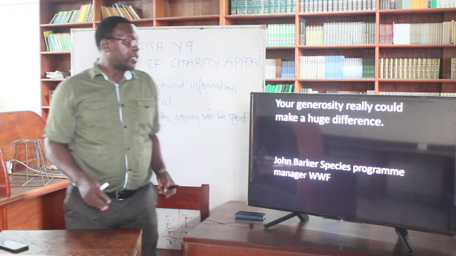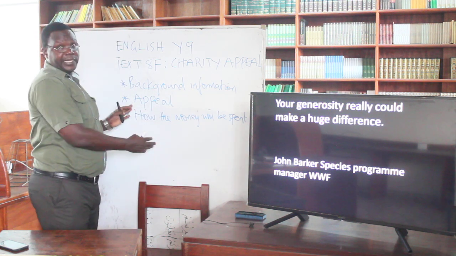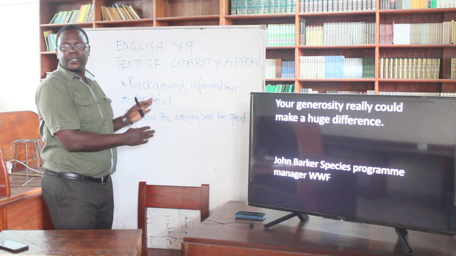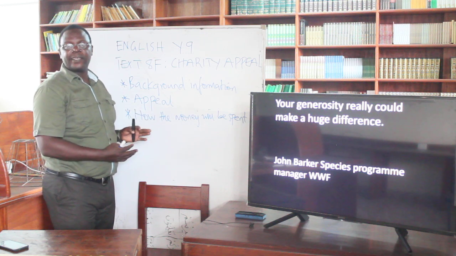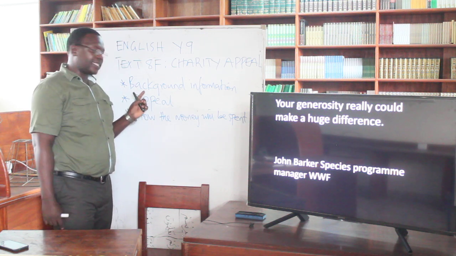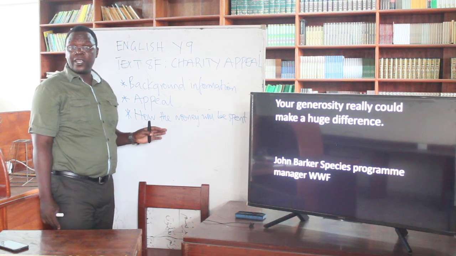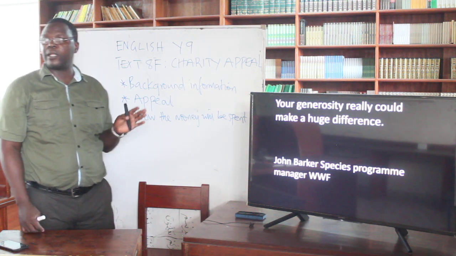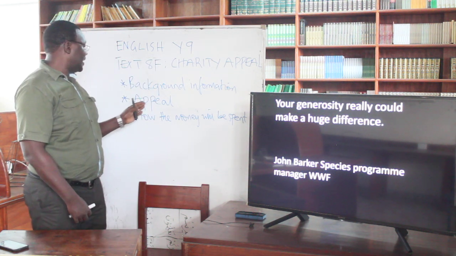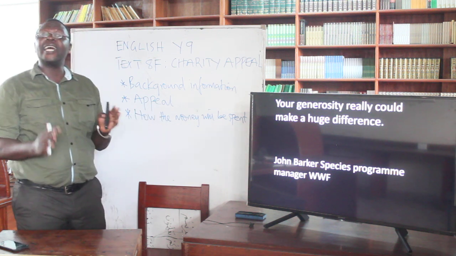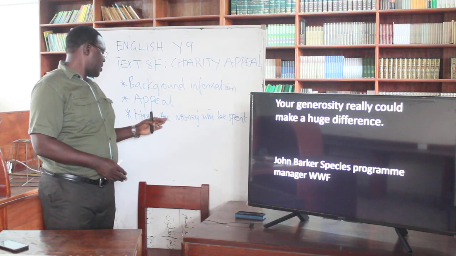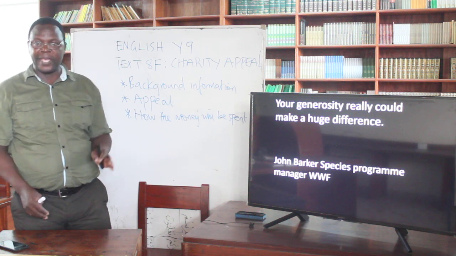So, what I have given you here is the structure, the order of content in the text. The first is the background information we need to know about the snow leopards. The second is the appeal for charity. And the third is how the money will be spent.